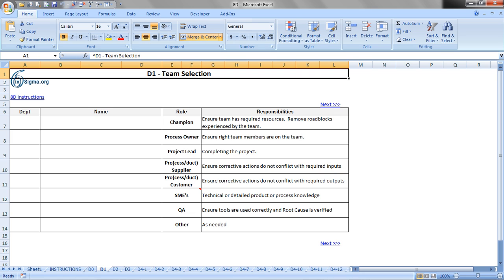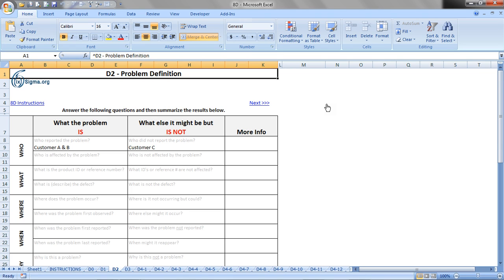Just as we saw last time, navigating from discipline to discipline, just click the next. And we come to D2, which is problem definition. Now you'll notice down the left-hand side we have the who, what, where, when, why, and that sort of thing. We have those categories, and in each we have what the problem is, and so who reported the problem. Maybe that was customer A and B, or Tom Jones, or that sort of thing. Who is affected by the problem, who is not affected by the problem, or who didn't report the problem. So in this case, we have customer A and B who reported the problem, and we had customer C who didn't report the problem, and yet presumably received the part. Any other information that you think is relevant, we record here.